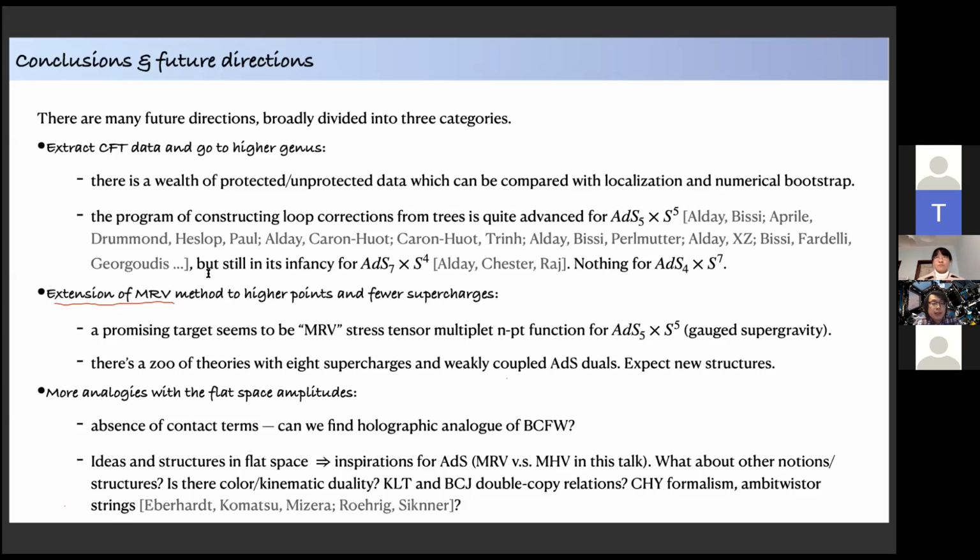The second point is that we can also try to extend this MRV method to both higher points and fewer supercharges. So a good target would be to consider the amplitude of stress tensor multiplets in the theories of AdS5 and AdS5. And because we're just focusing on the stress tensors, this is just the same as gauge supergravity. So it'd be nice to extend this notion of MRV to higher points, and those would be the simplest amplitudes to compute.